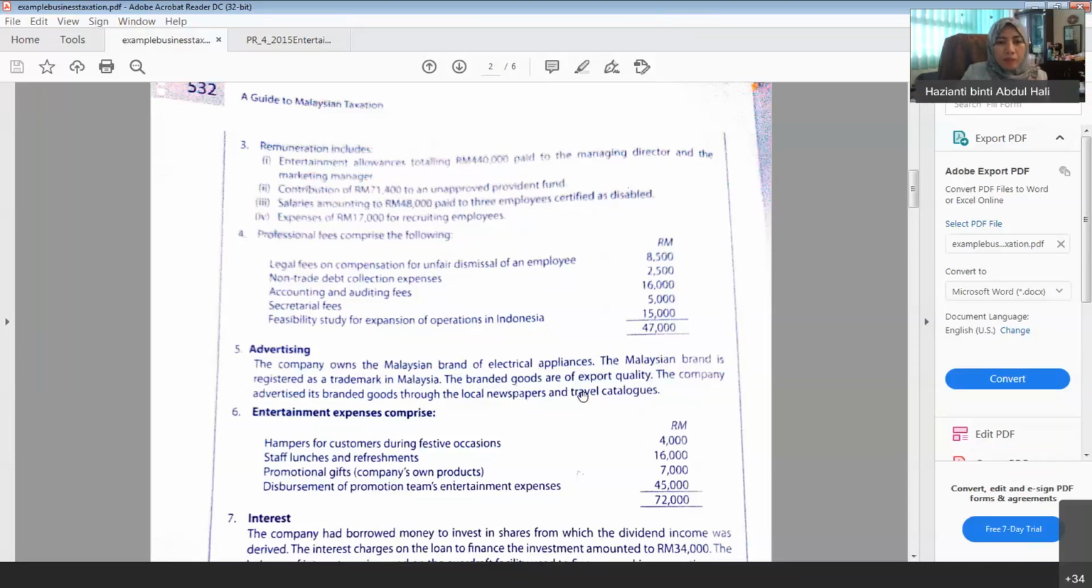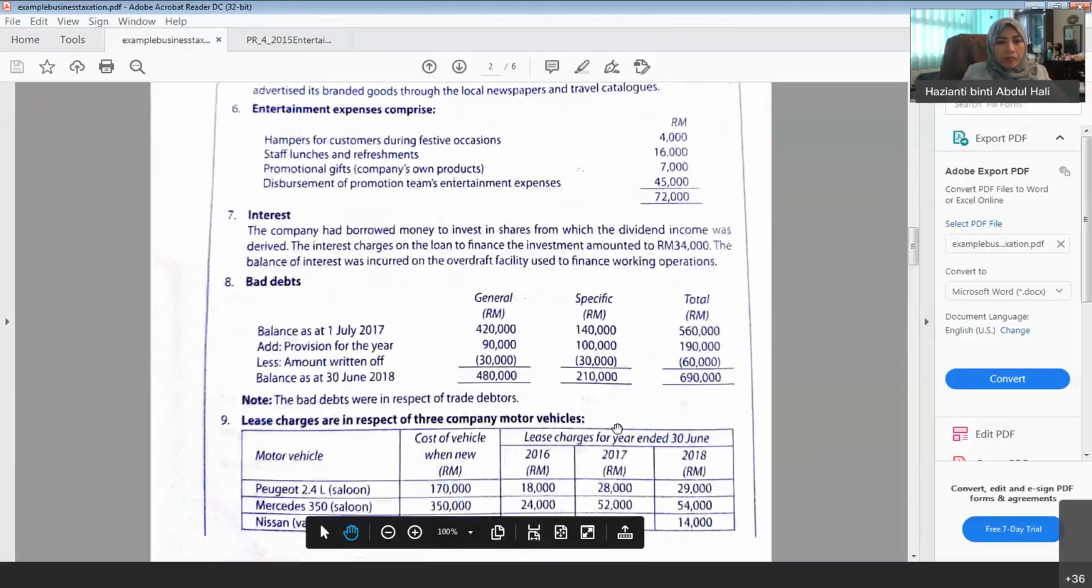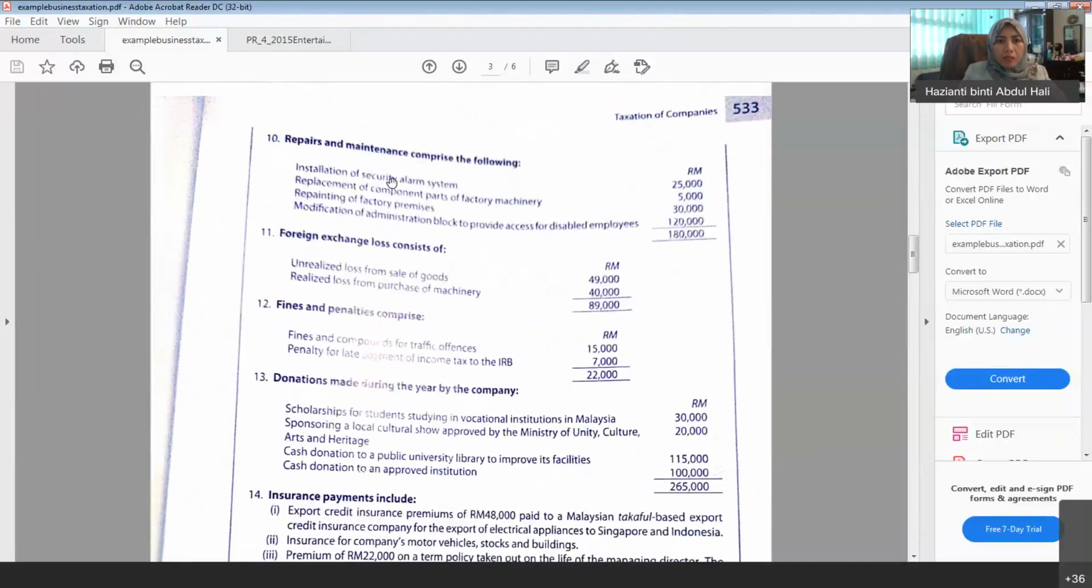And also entertainment expenses. Tadi I've shown you the public rulings. So kalau bagi customer macam mana? Kalau buat staff, untuk staff macam mana? Promotional gift, okay? Whether it is 100% or 50% or tak boleh allowed langsung. Alright, interest, bad debts, lease charges, repair and maintenance, alright, installation okay, replacement okay, repainting okay, modification to administrative block to provide access for disabled employees. So modification of the block ni sama dengan renovation lah.